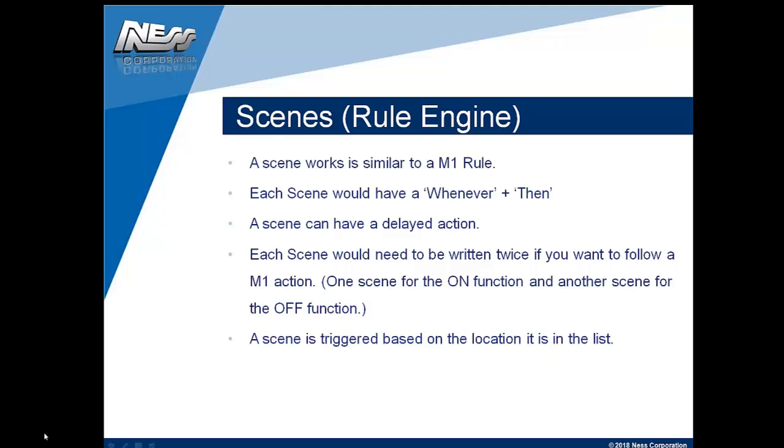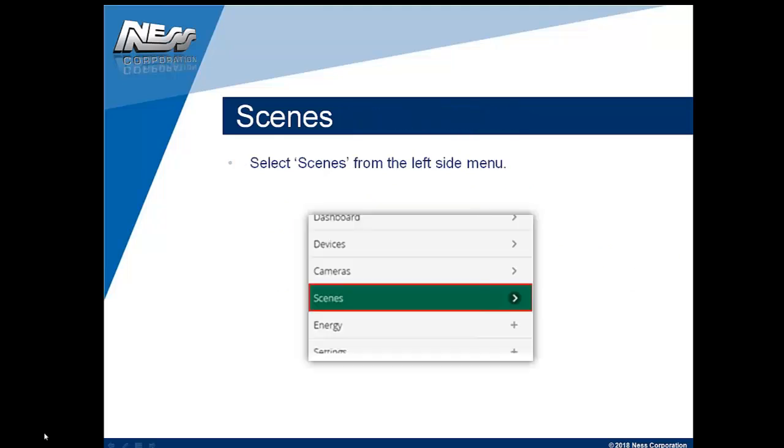So let's just say, for an example, you have an M1 light. When the M1 light turns on, you want to turn on the Z-Wave light. That'll be one scene. Then you have to write another scene. When the M1 light turns off, then turn the Z-Wave light off. And the scene is also triggered based on the location in the list, similar to the M1 rules, where it starts at the top of the list and scrolls through the rules. It's similar with the scenes.